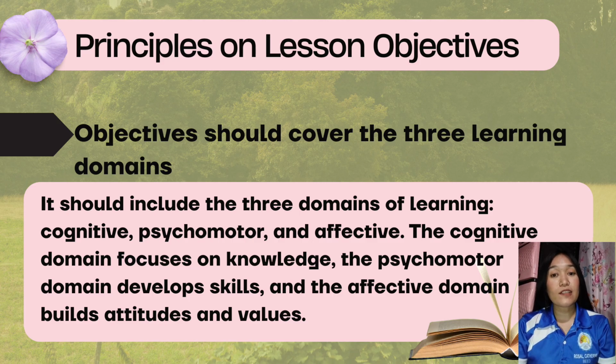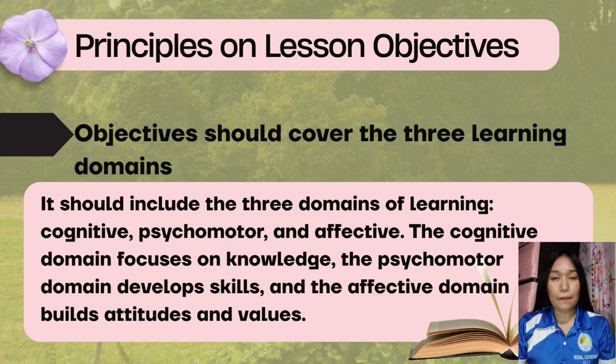The cognitive domain focuses on knowledge and thinking skills such as remembering, understanding, applying, analyzing, and evaluating information. The psychomotor domain focuses on the physical and practical skills such as drawing, writing, demonstrating, or constructing something. And lastly, the affective domain develops learners' attitudes, values, interests, and willingness to participate.